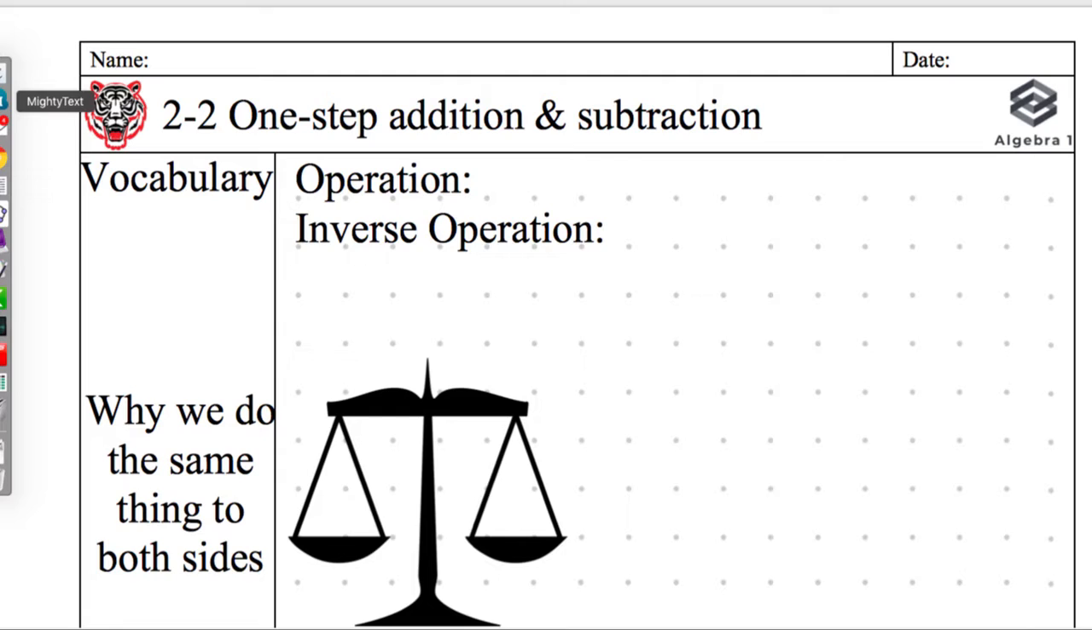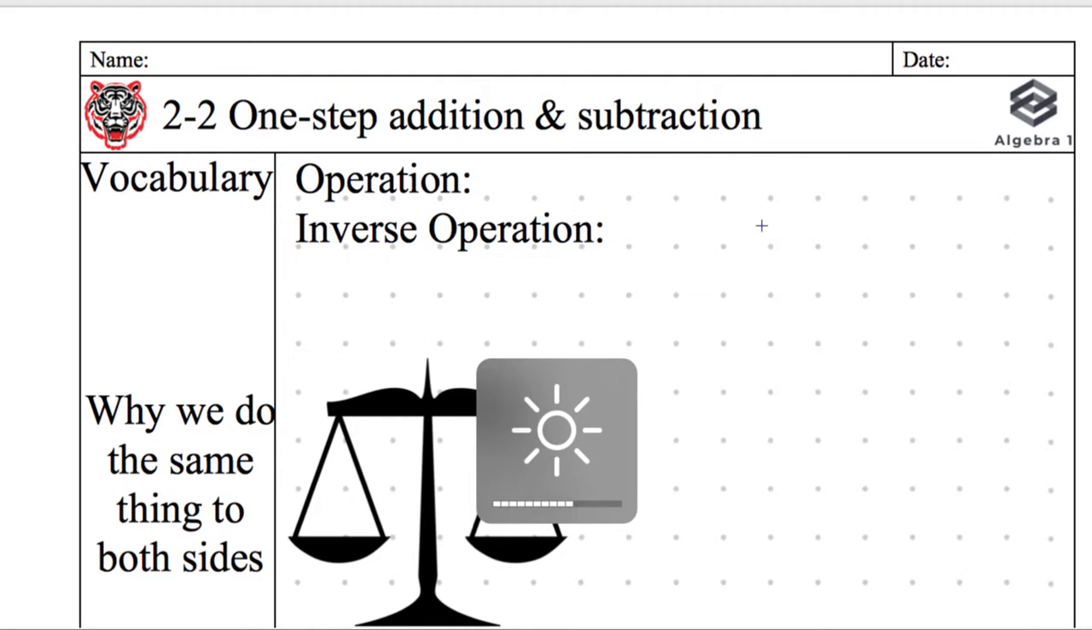Email needs to go away. Whoa, my computer just froze. Okay, so let's talk about some vocabulary first. I can't see my screen.